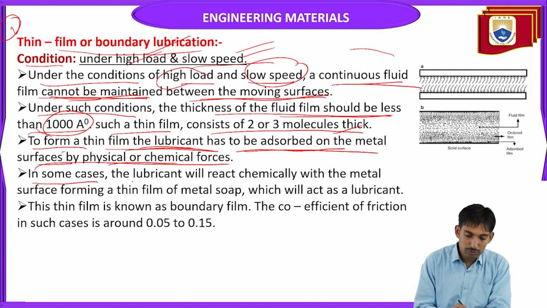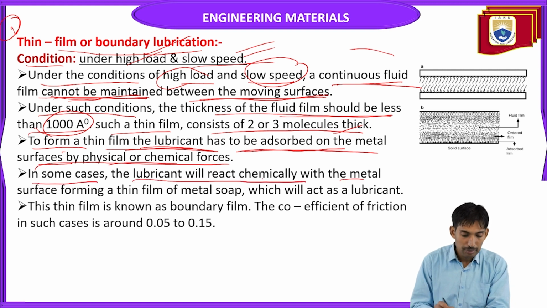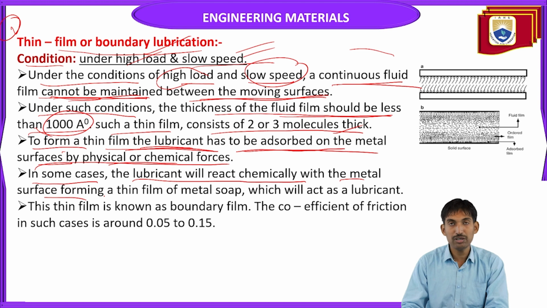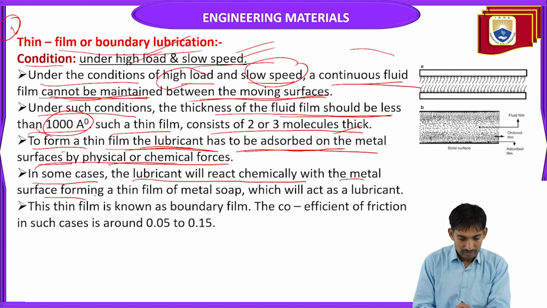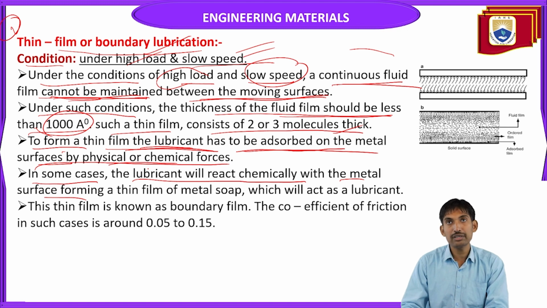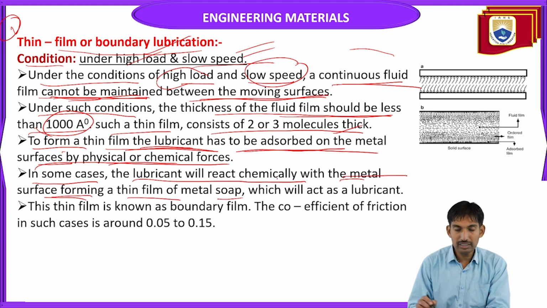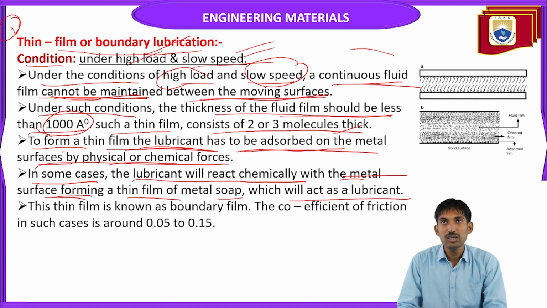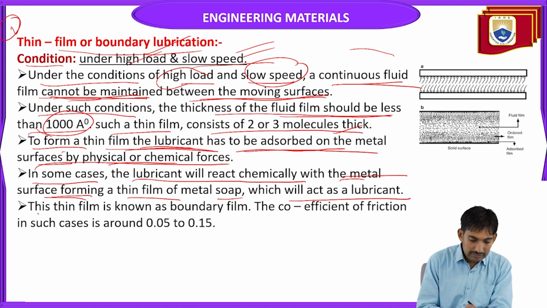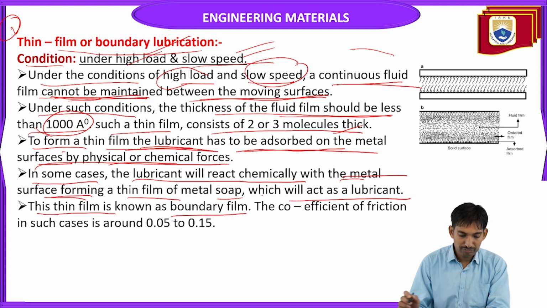In some cases, the lubricant will react chemically with the metal surfaces, forming a thin film of metal soap, which will act as a lubricant. This thin film is known as boundary film.